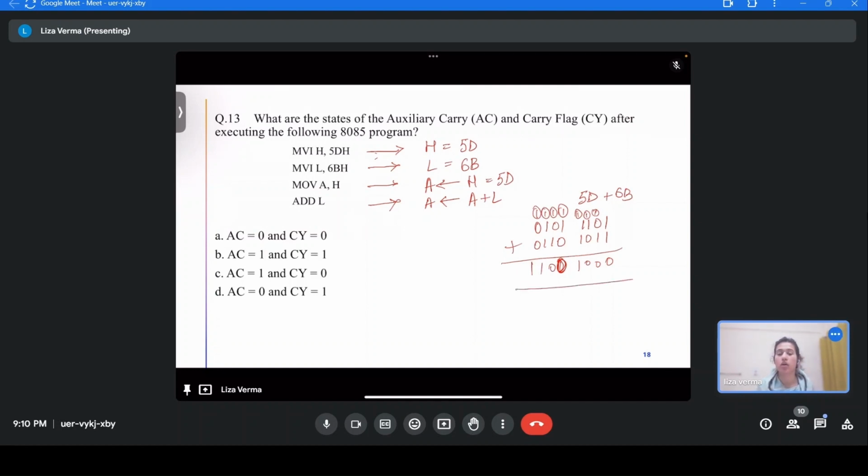Has everyone worked this out? Same answer? Okay. So what are the statuses of carry flag and auxiliary carry? Auxiliary carry will be 1 and carry is 0. Since we didn't get a carry from this operation, carry flag is 0, and AC is 1. Option C is correct.